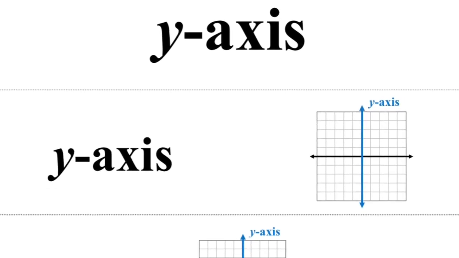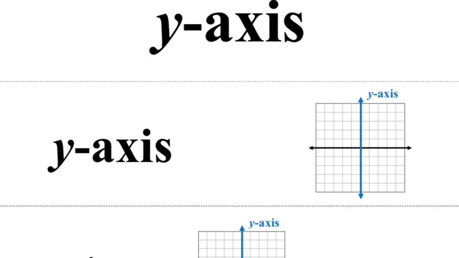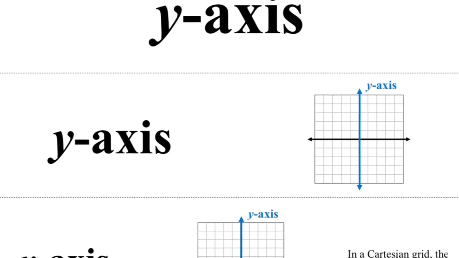The y-axis in a coordinate plane is the up and down, or the vertical axis.